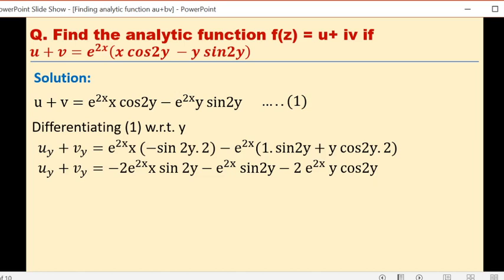What to do next? Very good, Amit. Cauchy-Riemann equation. Why did we not do the substitution here directly? Usually substitution is done after differentiation, right? So why did we not do the substitution here?